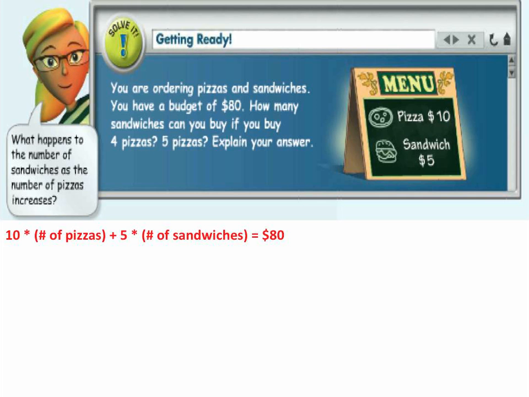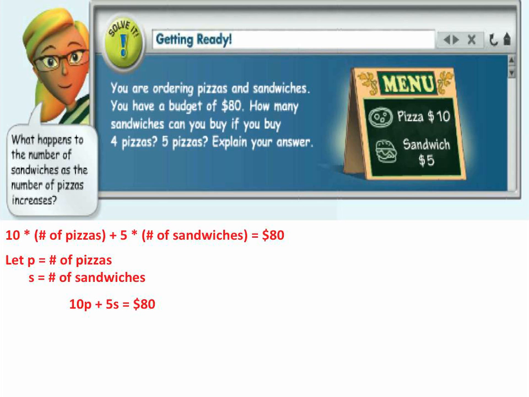So $10 for the number of pizzas. So however many pizzas multiplied by 10 plus $5 times the number of sandwiches gives me a total of $80. And they're saying, okay, well if you buy 4 pizzas, how many sandwiches can you buy? So I'm just going to simplify my little equation up here. If P is the number of pizzas and S is the number of sandwiches, my equation would become 10P plus 5S equals 80. Hopefully that makes sense to you. 10 times the number of pizzas plus 5 times the number of sandwiches is $80.